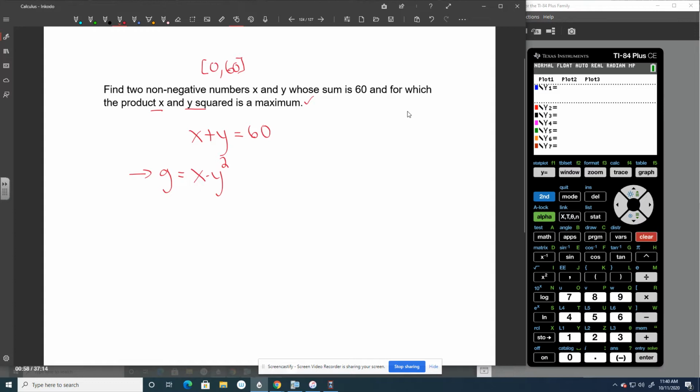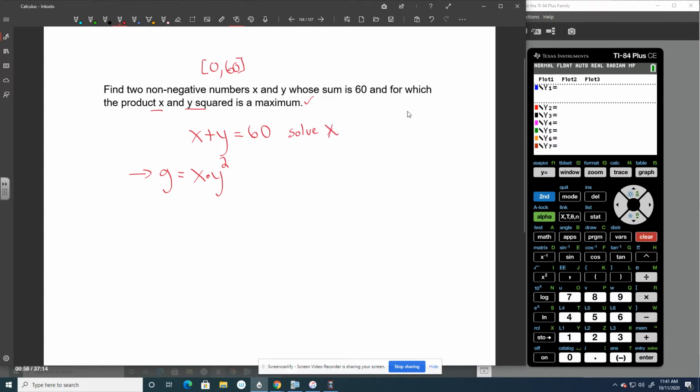That's going to be this g function. You can call it p for product or f, it doesn't matter what we call it. So the first thing I've got to do is get rid of one of these x's or y's, because I don't want to do implicit differentiation. If I solve this equation for y and plug it in, I'm going to have to square it, and I don't want to.